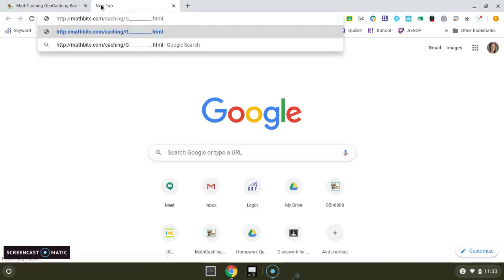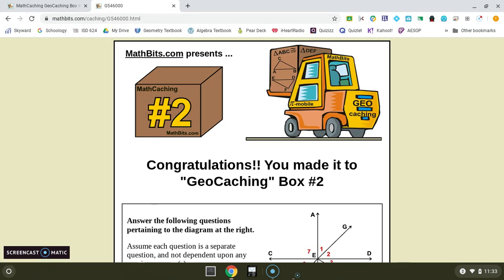With that, you're going to copy this link here and paste it into a tab. Then you are going to delete the space. Notice I'm leaving everything else, even the dot. And I'm going to type in 546,000. Then I'm going to press enter, and it should bring me to the next box.